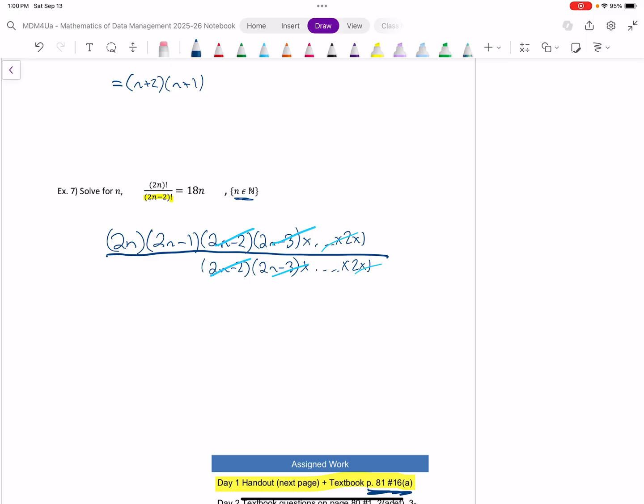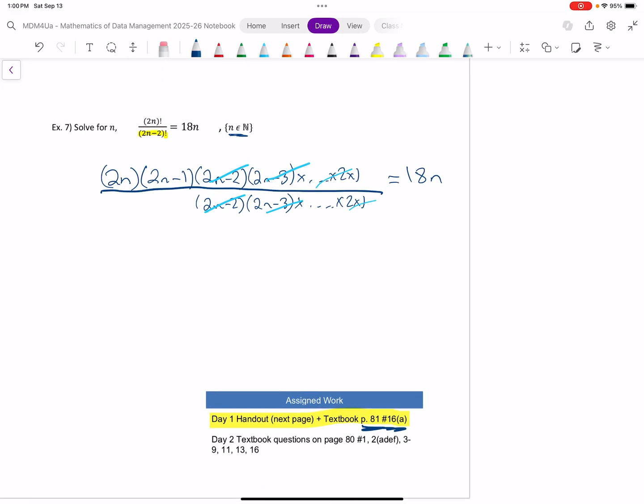And I'll write the right side of the equation here. This is 18n. So let's rewrite it with all those things that have divided out. I've got 2n times 2n minus 1 is equal to 18n. So we've now got an equation that you would have seen in grade 10, where it's ultimately quadratic. In order to solve for the variable, the first thing I have to do is expand or distribute the 2n in. So this becomes 4n squared minus 2n, equal to 18n.